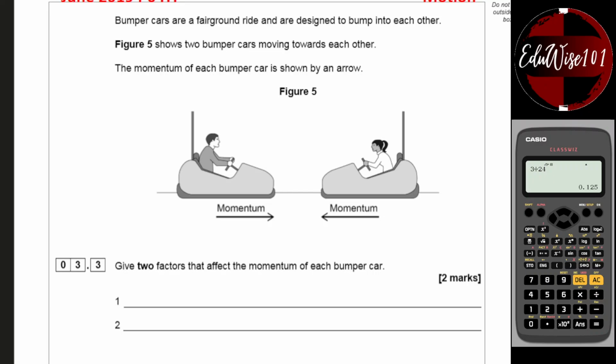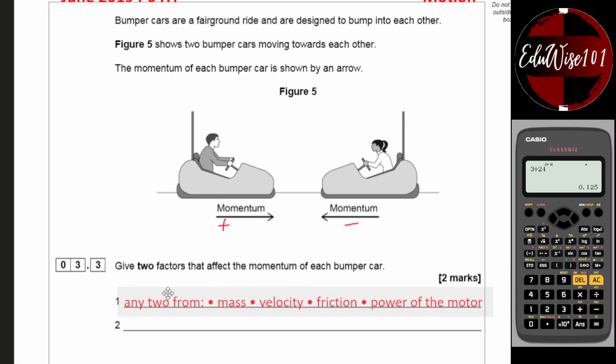So if I say the boy has positive momentum, the girl would have negative momentum to indicate the direction. Give two factors that affect the momentum of each bumper car. Now, when you look at the equation for momentum, momentum equals mass multiplied by the velocity.